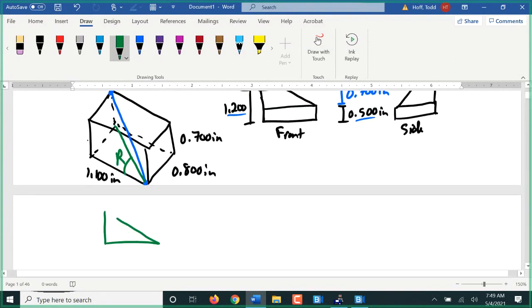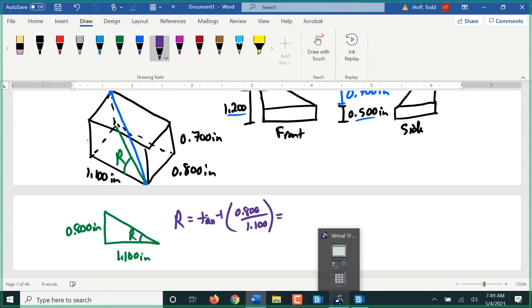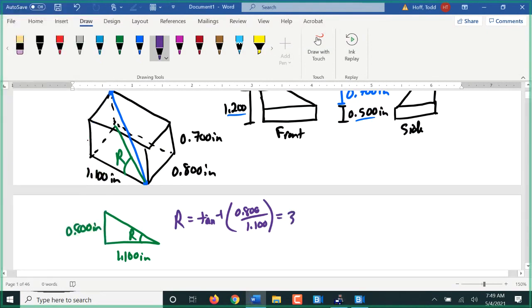So I'm looking at this triangle. Here's R. This is the 0.8 inches, and this is the 1.1 inch down here. So R obviously is going to be using tangent. Looking for the angle, it's an inverse tangent of the opposite side of 0.8 over the adjacent side of 1.1, giving us 36.03 degrees.